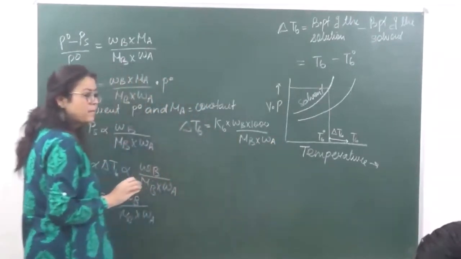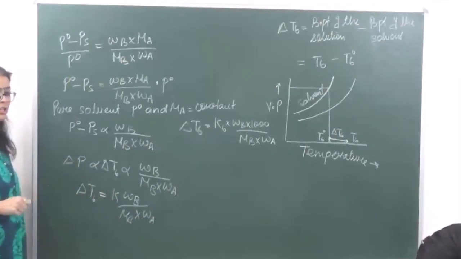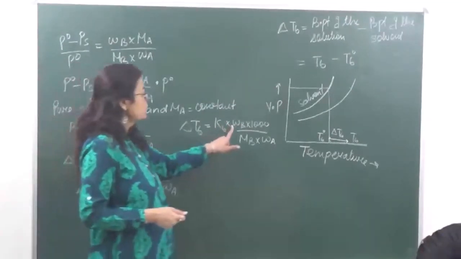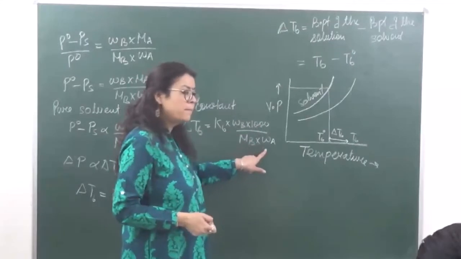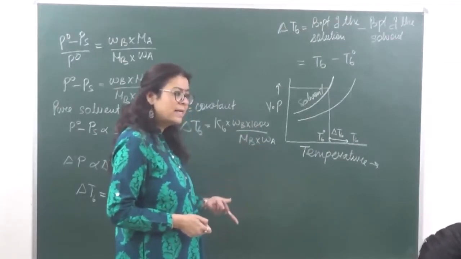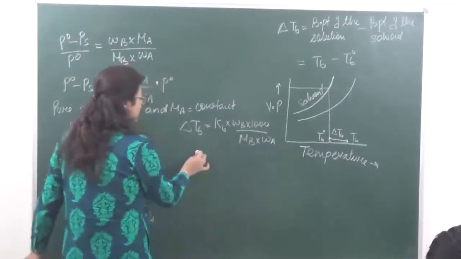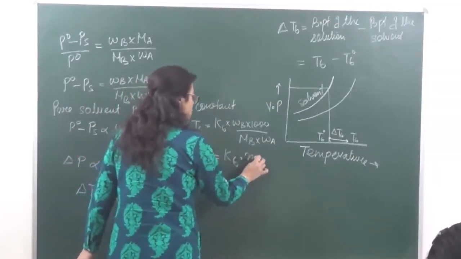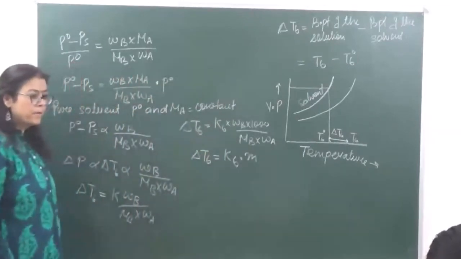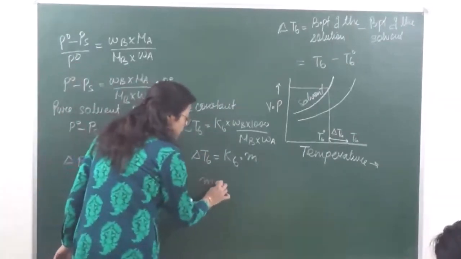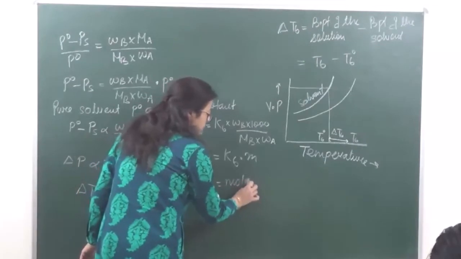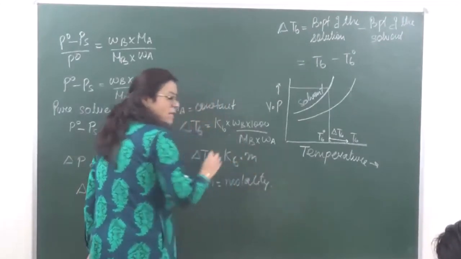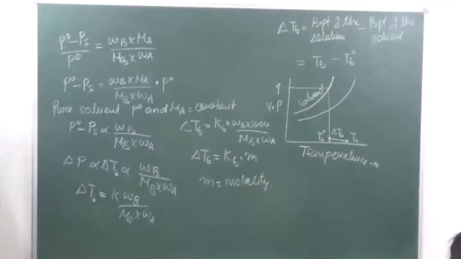Over here, KB becomes equal to the molar elevation constant, and this expression WB into 1000 upon MB into WA is equal to molarity, right? So what will the expression now become? Delta TB is equal to KB into M, where M is molarity. Clear? So this is the expression we are going to write over here.